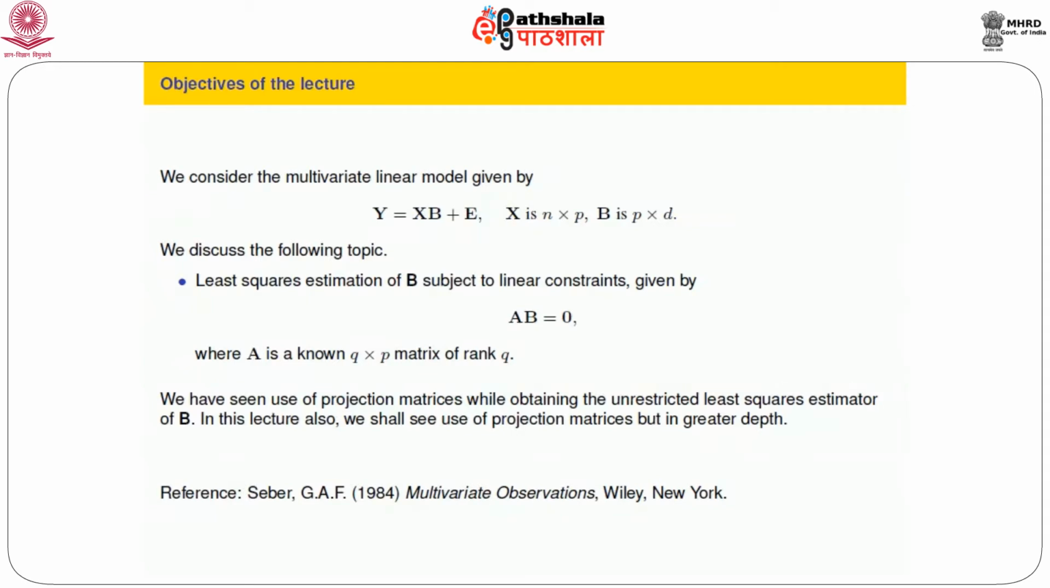And the topic that we are going to discuss today is this. We are going to discuss least squares estimation of capital B subject to linear constraints given by AB is equal to 0. Recall that in the first lecture we discussed estimation of the B matrix. There was no restriction whatsoever. Now we have a linear restriction given by AB is equal to 0, where A is a known q cross p matrix of rank q. So there are q rows, and it's full row rank.